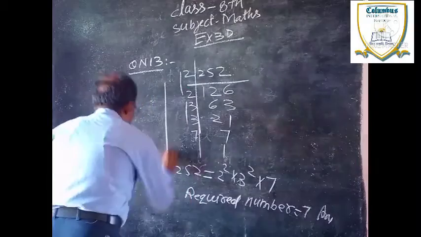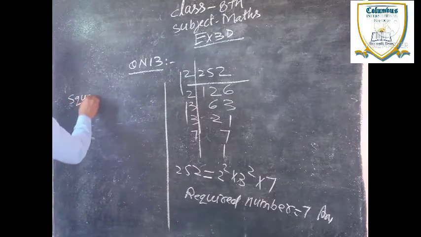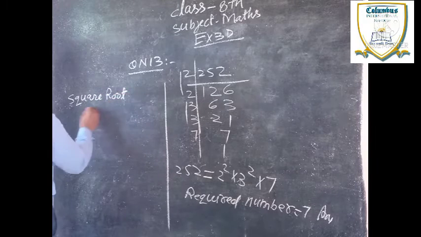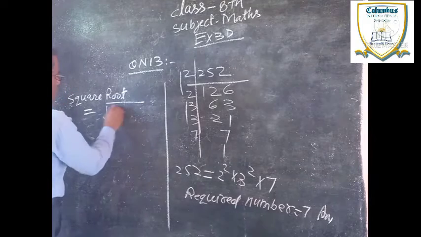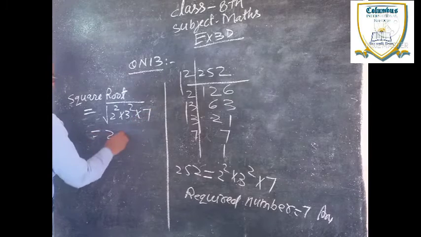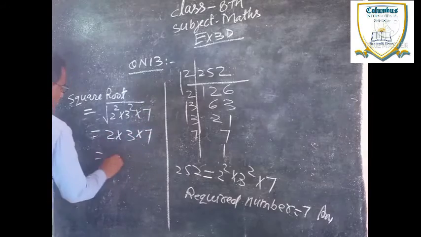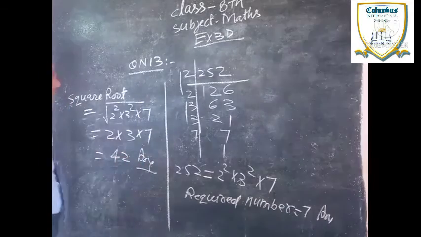So the square root equals under root 2 square into 3 square into 7, that is 2 into 3 into 7. 3 twos are 6, 7 sixes are 42. 42 is the square root of the given number.